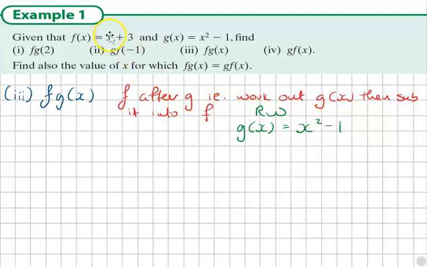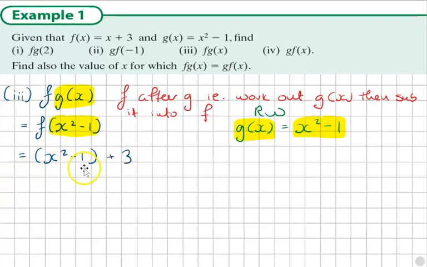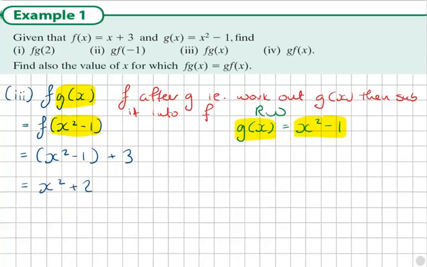So we're going to replace that x with a set of brackets and put x squared minus 1 into the brackets. So we're going to work out f of x squared minus 1. So we've got x squared minus 1 in the brackets, and then we're going to add on 3, which gives us x squared plus 2. So f after g of x is x squared plus 2.